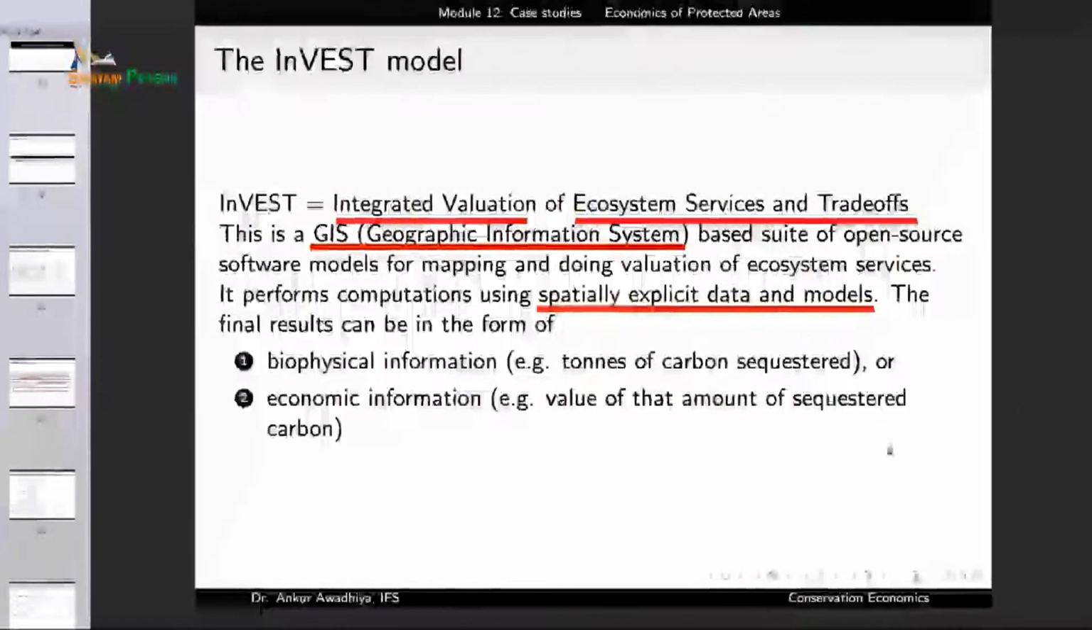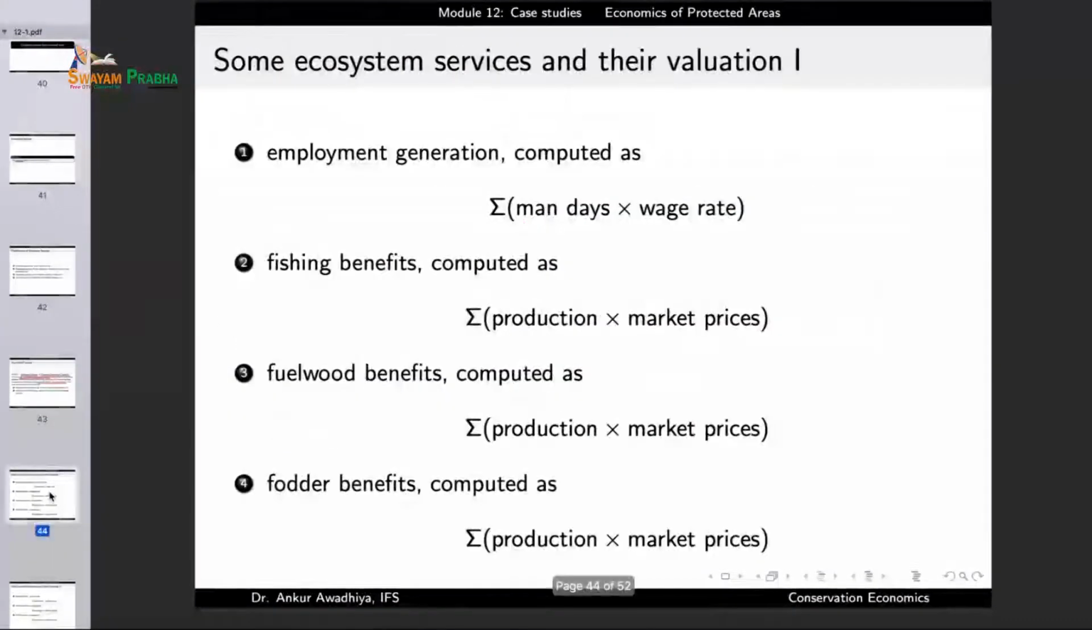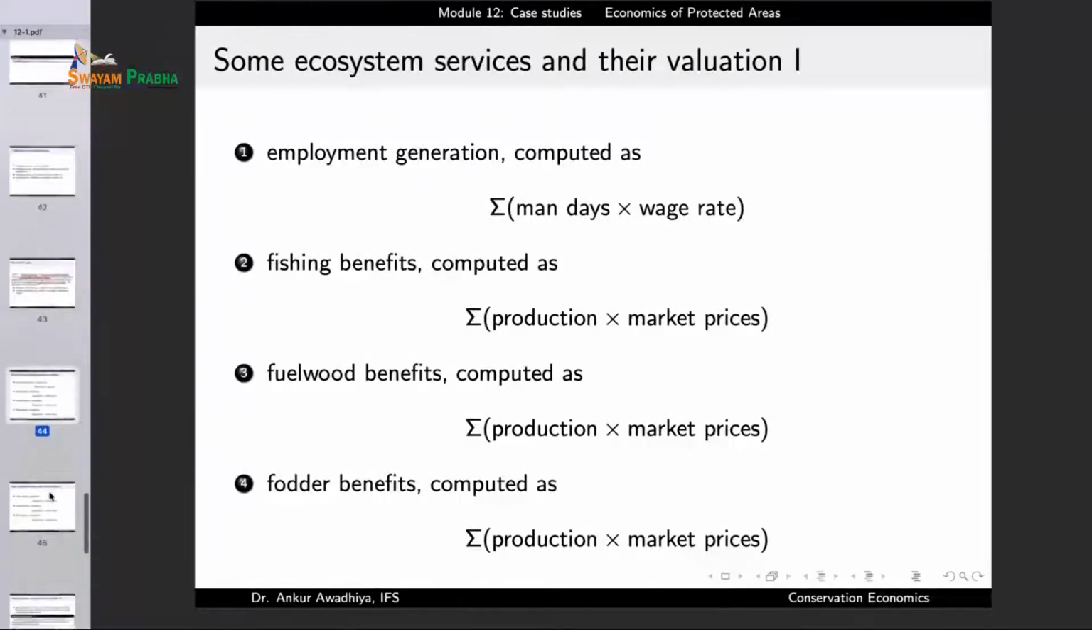So you can ask this model to give you a result that so much amount of tons of carbon dioxide were sequestered by this protected area in this year, or it can give you what is the market value of that amount of sequestered carbon. Similarly, in the case of water resources, similarly in the case of other services such as the providing or the supporting services. So let us now have a look at what kinds of services do we model here.